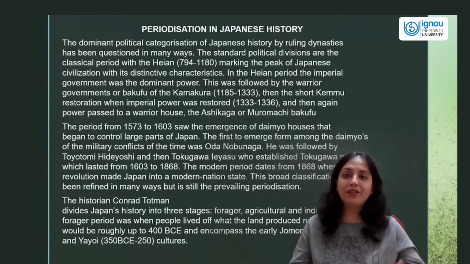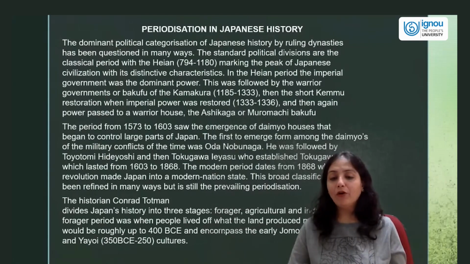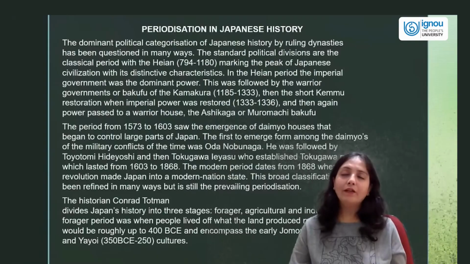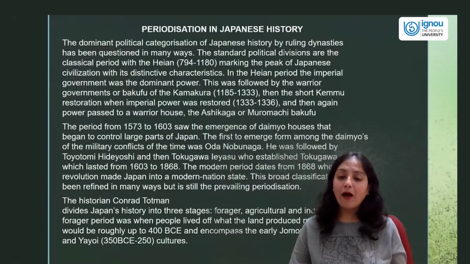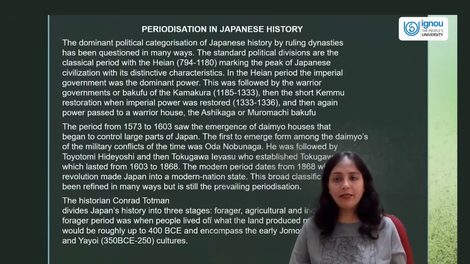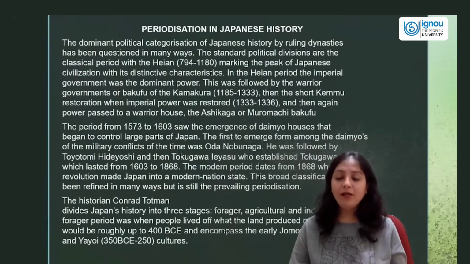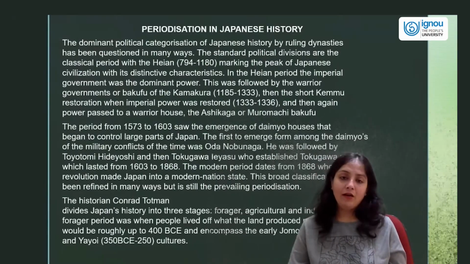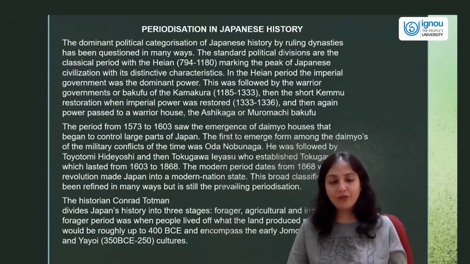Forager means foraging, which means hunting and gathering. People were involved in things like hunting and gathering. After that, agriculture started. They came to know about agriculture, about land and so on. And after agriculture, they started industrial things. They began with industries.